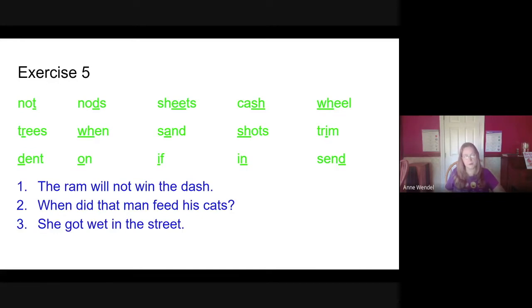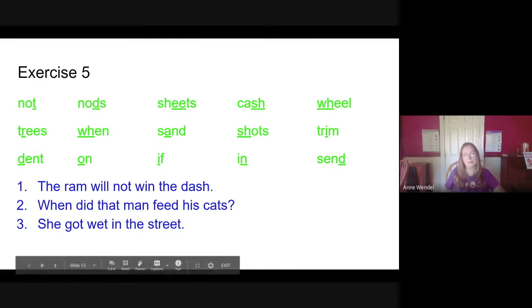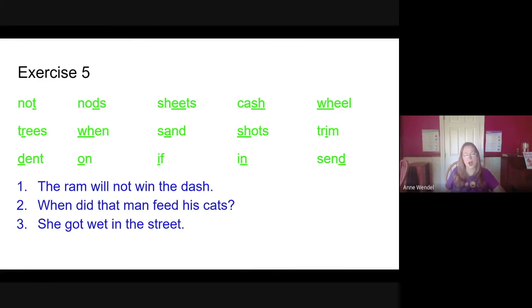In the first word, what's the underlined sound? You answer when I tap. Yes, t. What's the word? Yes, not. Okay, next word. What's the underlined sound? Yes, d. What's the word? Yes, nods. Next word. What's the underlined sound? Yes, E. What's the word? Yes, sheets.